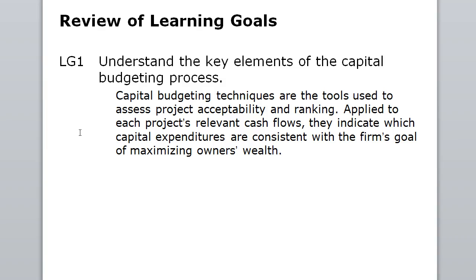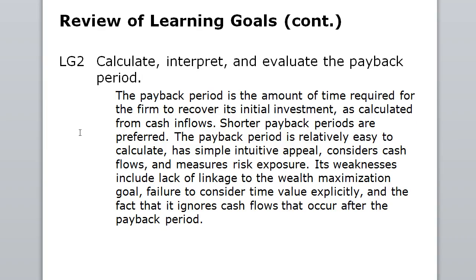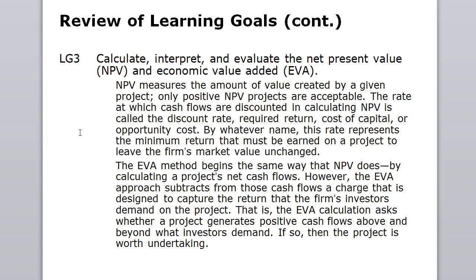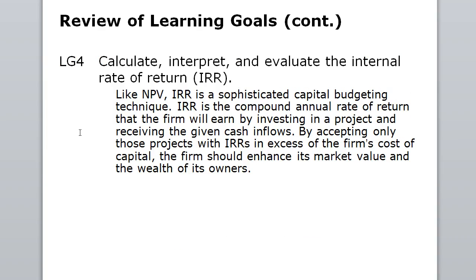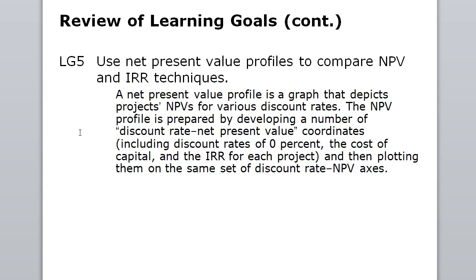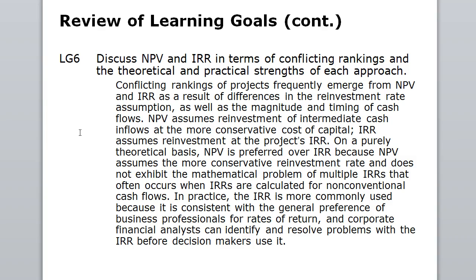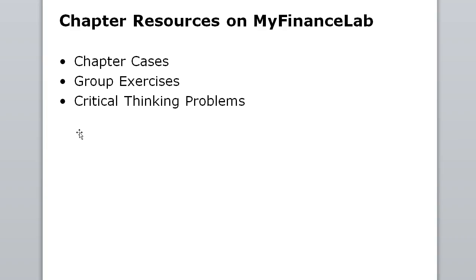Okay, so what did we learn today? We understand the key elements of the capital budgeting process. We learned how to calculate and interpret the payback period. We learned how to calculate and interpret the net present value, and we also looked at the economic value added. And we learned how to calculate and interpret internal rate of return, and how to compare that technique to the net present value. And we discussed net present value and internal rate of return in terms of conflicting rankings and theoretical and practical approaches to each of those, and the ethical implications of using only mathematical financial information and not an ethical basis in making decisions.